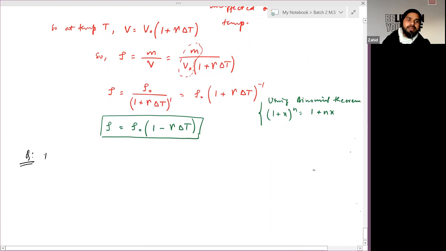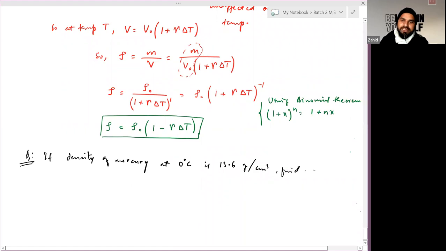Try to solve. If the density of mercury at 0 degrees Celsius is 13.6 gram per centimeter cube, find its density at 50 degrees Celsius if gamma is 4 into 10 to the power minus 4 Kelvin inverse. Just use the above formula and try to find it.